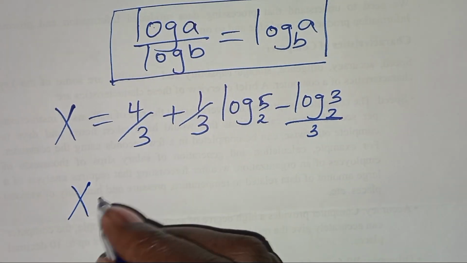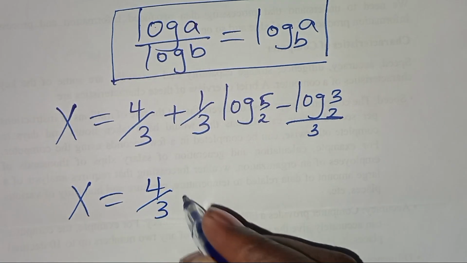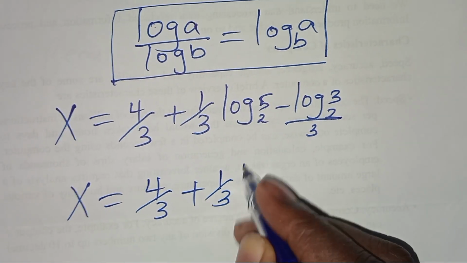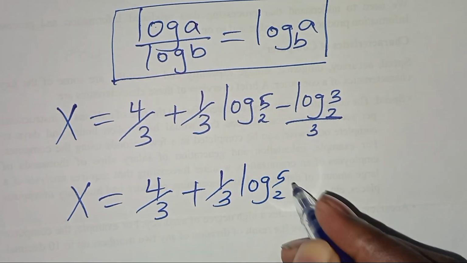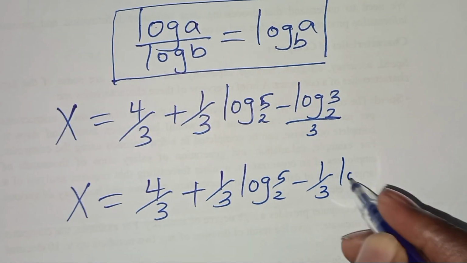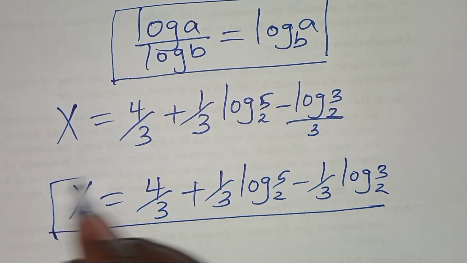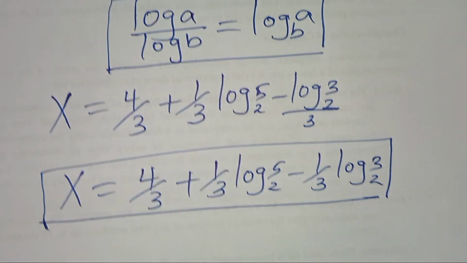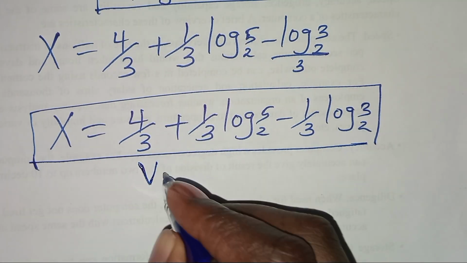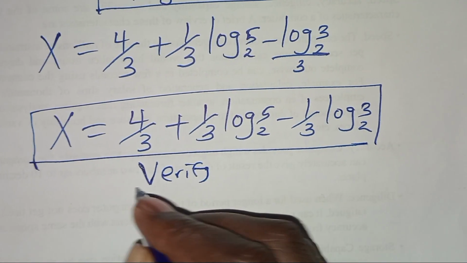That implies that x is equal to 4 over 3 plus a third log 5 to base 2 subtract a third log 3 to base 2. Now this is the value of x. Let's verify that this value of x actually satisfies the equation. So let's verify as follows.